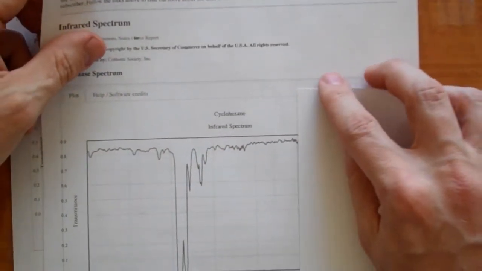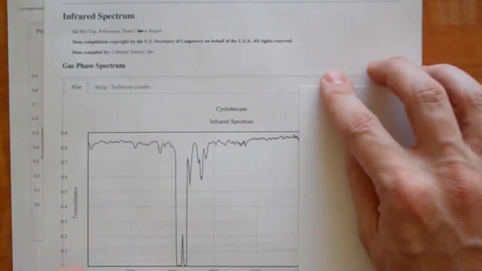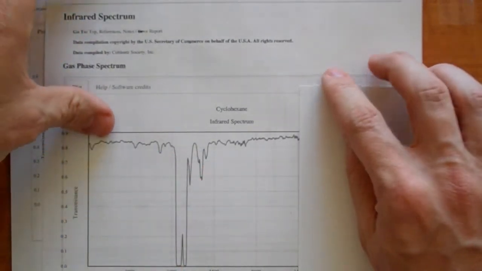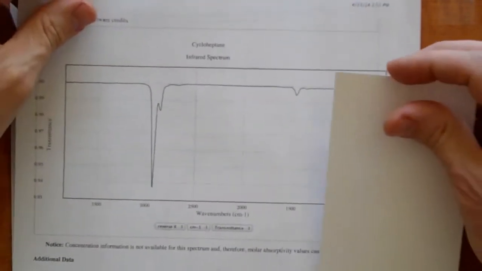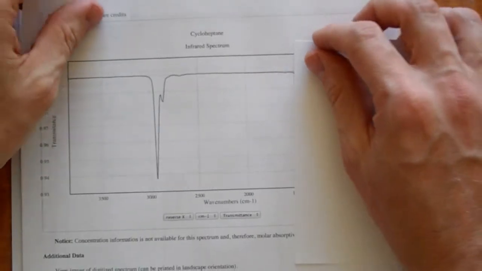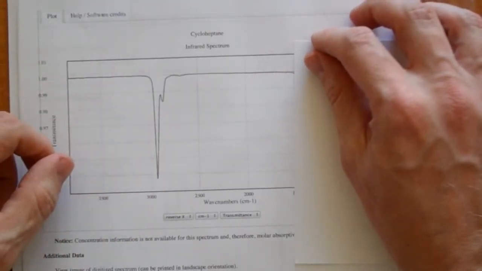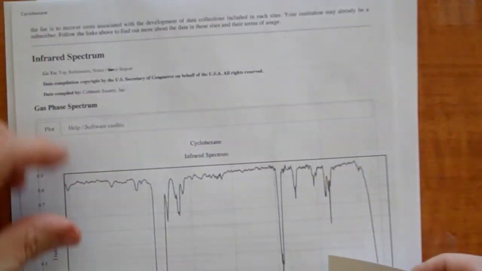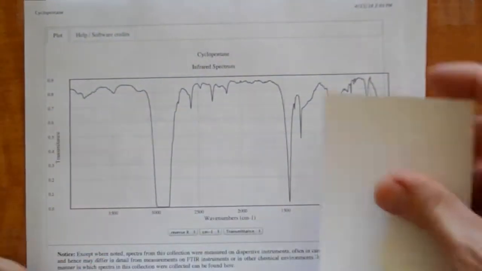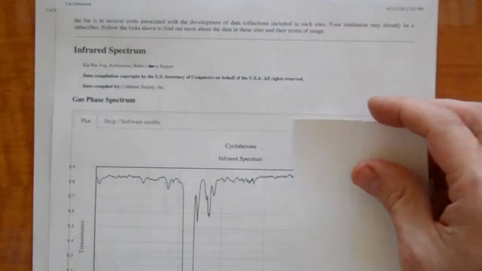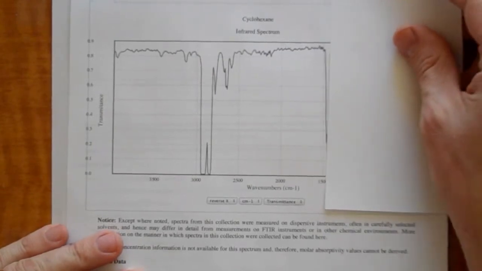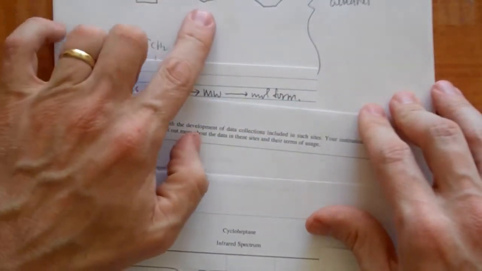Let's look at cyclohexane. Cover up 1500. So again, a big peak around 3000. A couple minor peaks. And then finally cycloheptane. Cover 1500. A big peak at 3000, and not much else. So again, let's look at those one more time. Cyclopentane, cyclohexane, and cycloheptane, right? That is pentane, hexane, and heptane.